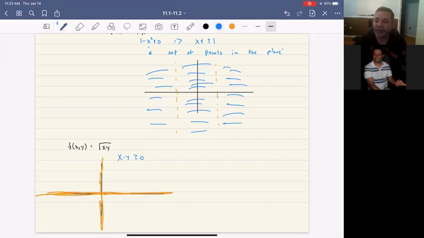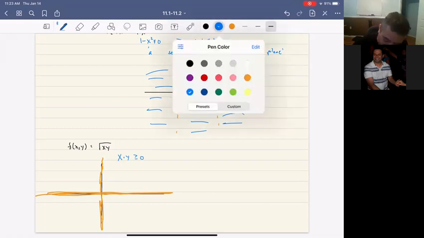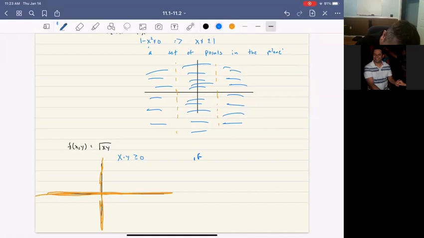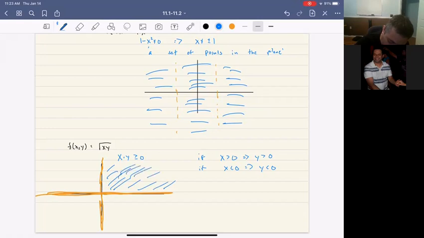Now, x times y should be greater than or equal to 0. That means they should be the same sign. If x is greater than 0, then y has to be greater than 0. If x is less than 0, then y has to be less than 0. So our domain is this region here, as well as this region here.